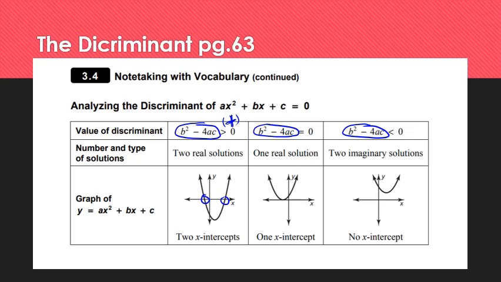If it's equal to 0, then you're only going to have one solution. And if it is less than 0, meaning it's negative, you'll have no x-intercepts or two imaginary solutions. Okay, so let's go back and revisit the page we were just working on, but with E and F. And let's just do the discriminants first.